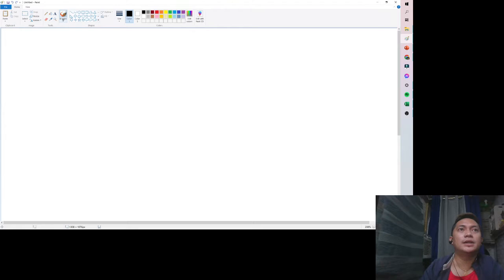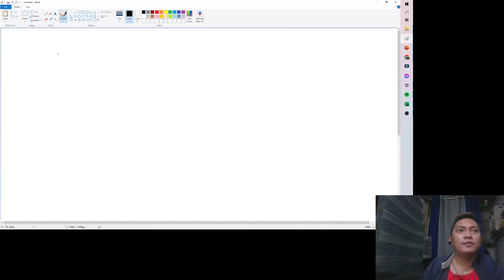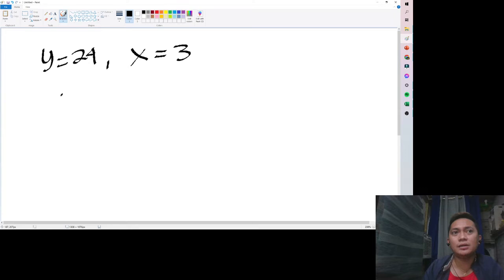Ay, nawala yung ating question. Okay. So, if Y is equal to 24, I think that's 24. Let me see again. 24. If your Y is equal to 24, ay, wait lang, ayaw magsulat. If your Y is equal to 24, then your X is equal to 3.